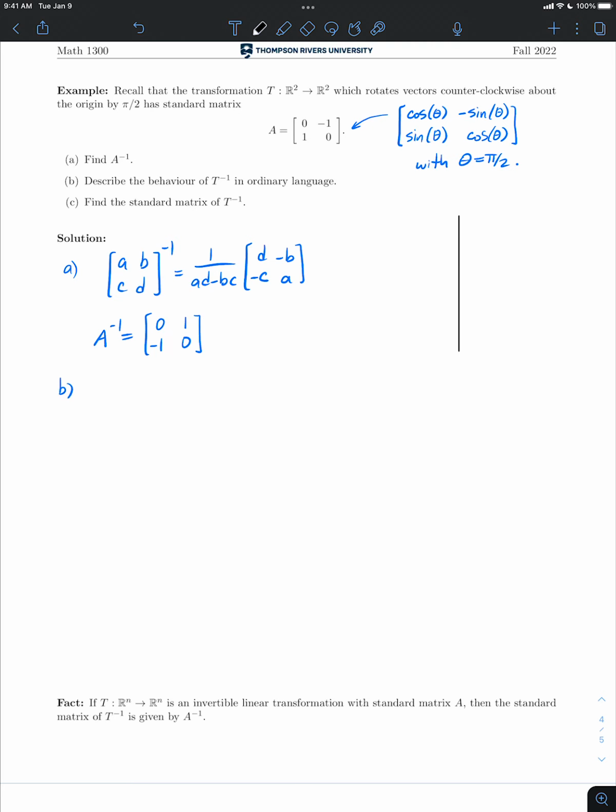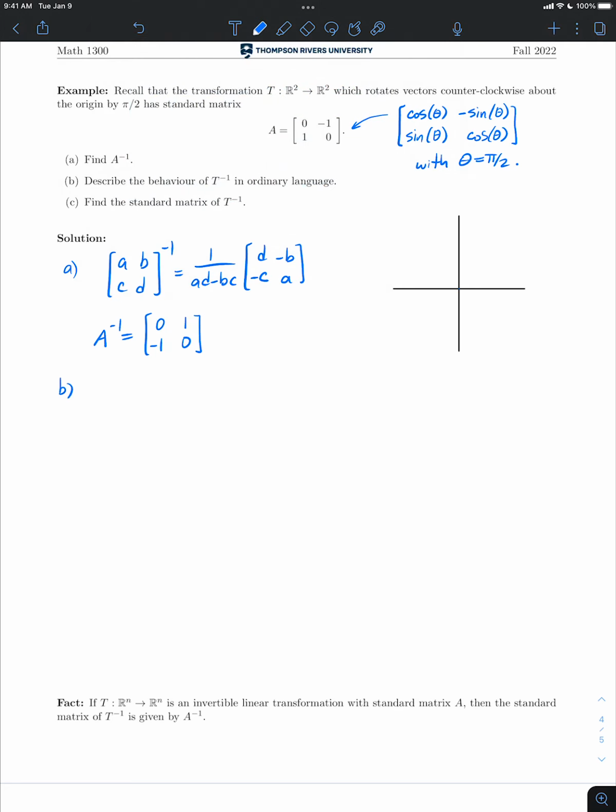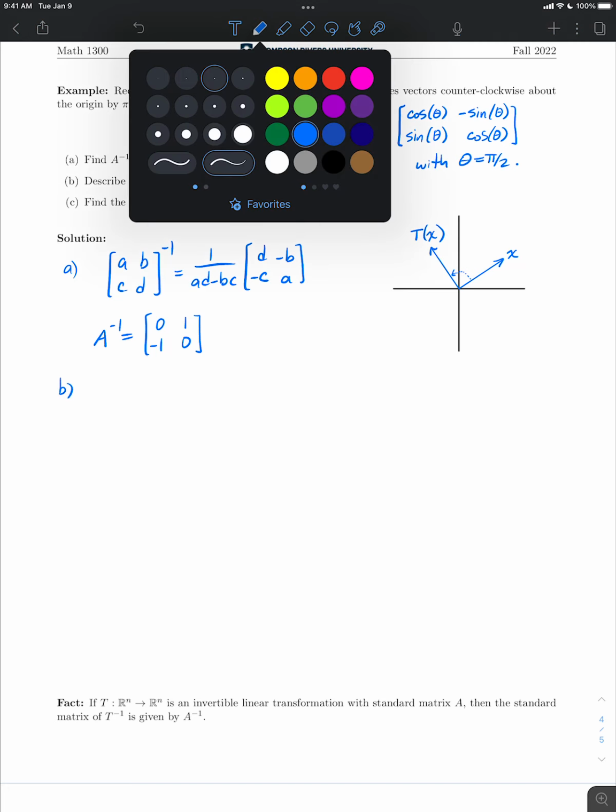Let's say we have a vector, and I'll draw it in blue here. I'm not sure why I chose blue, but it doesn't matter. So if I rotate this vector by 90 degrees, it's going to give me this, right? This would be a 90-degree angle. Call that vector x, and call this vector T of x. So how would I undo that change?